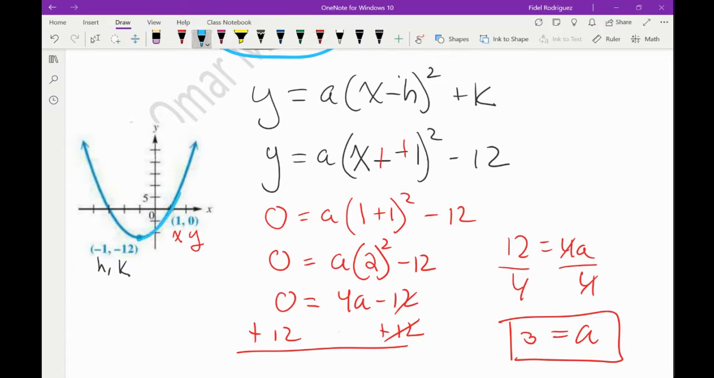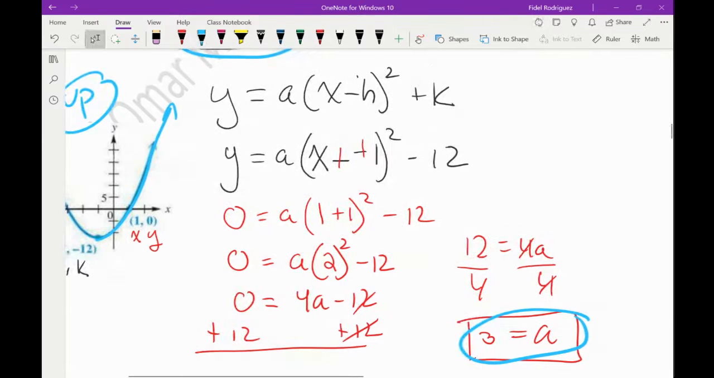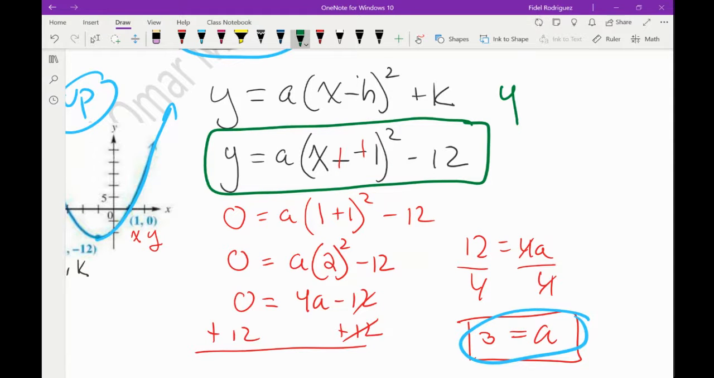Notice again, y'all, the graph is opening upward, right? So we know that our a is going to be a positive number. And so all I really need to do is come back to this equation right here and fill in the a that we got, which was a 3. So 3 times (X plus 1) squared minus 12.